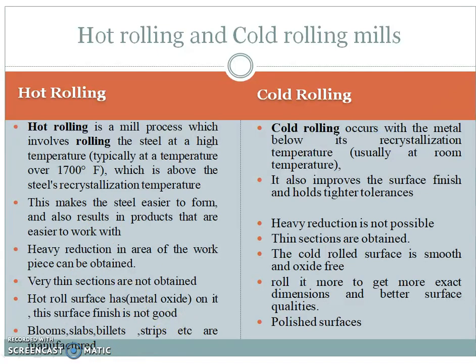Very thin sections are not obtained; directly big things they are going to do here. The hot roll surface has a rough finish. Blooms, slabs, billets, strips, etc. are manufactured with the help of this hot rolling mill.